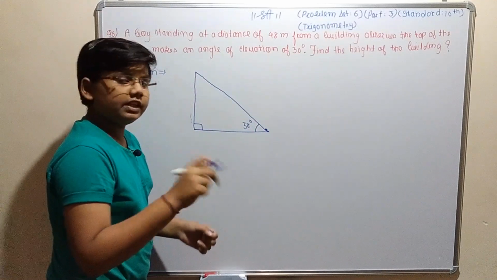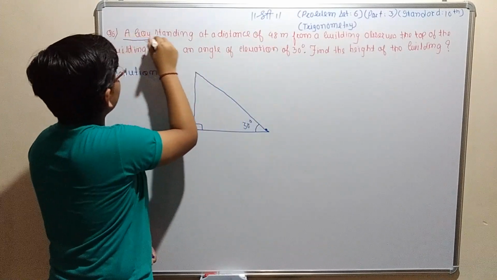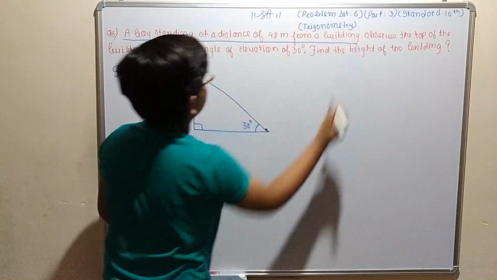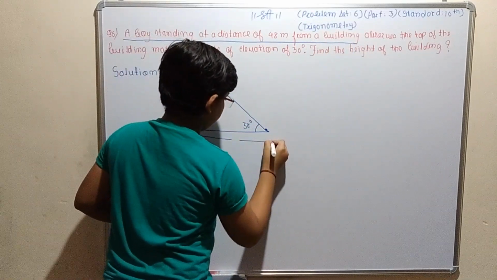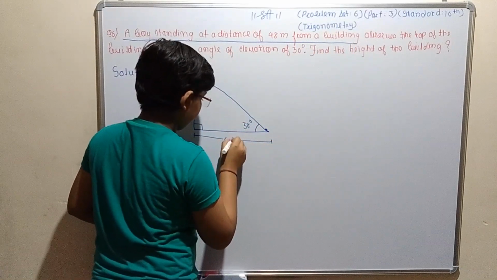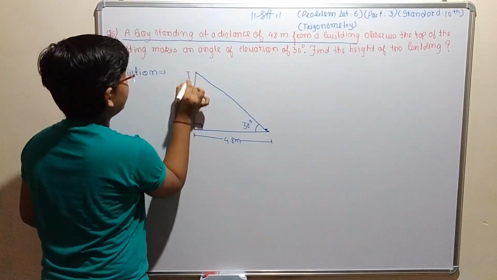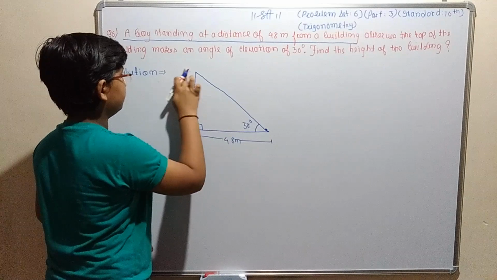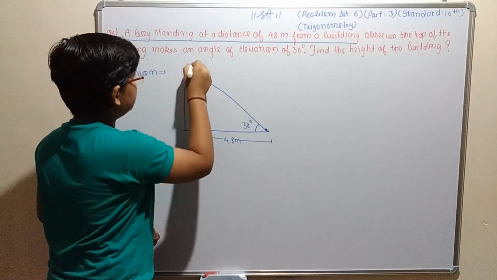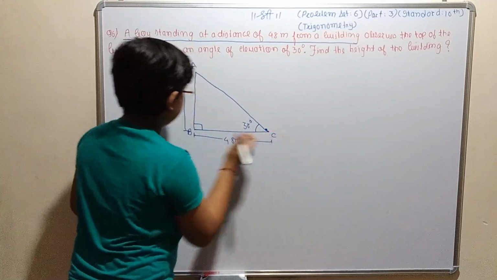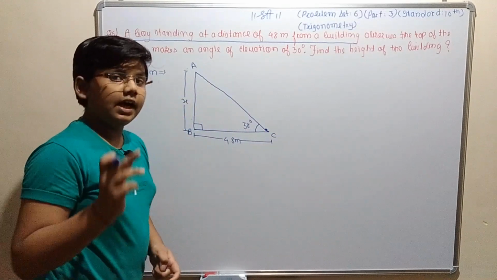Is more information given? Yes. A boy is standing at a distance of 48 meter from a building. This is the main information. This is 48 meter distance, and what we have to find is the height of the building. Now let's name this triangle. Consider this triangle ABC, where this length AB is x. Now we have to find the value of x, that is the height of the building.